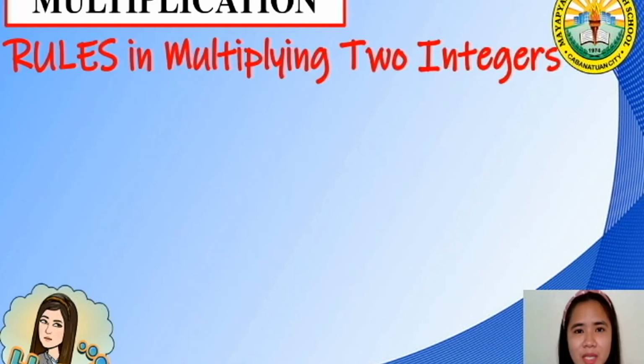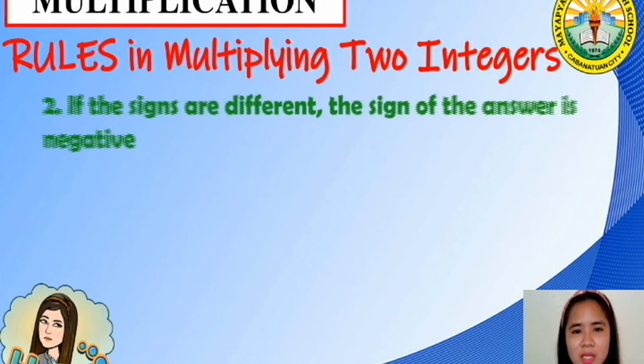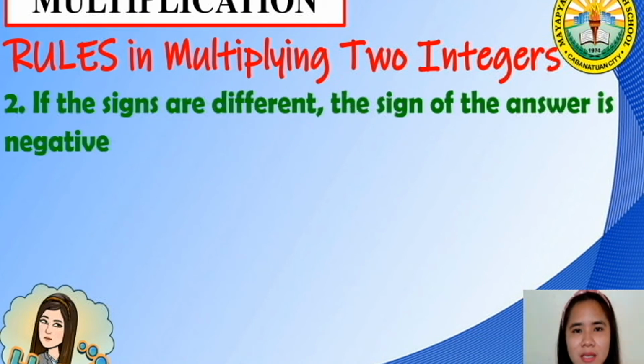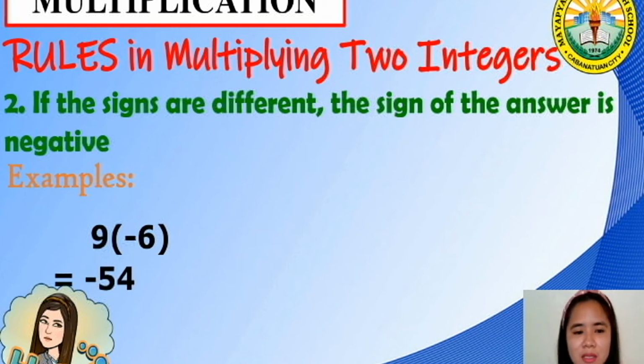The second rule in multiplying integers is, if the signs are different, the sign of the answer is negative. Let's have examples. 9 times negative 6, the answer is negative 54. Negative 2 times 10 is equal to negative 20.